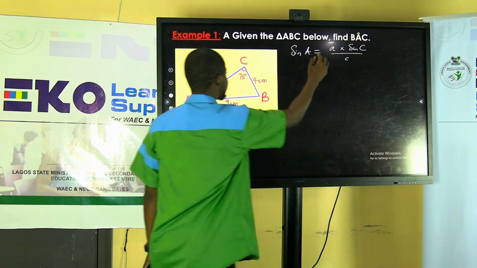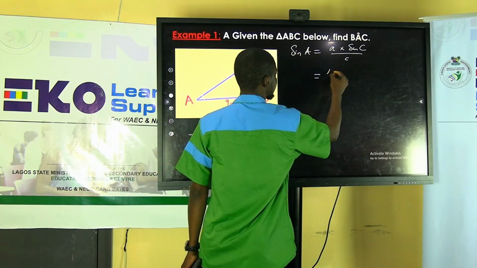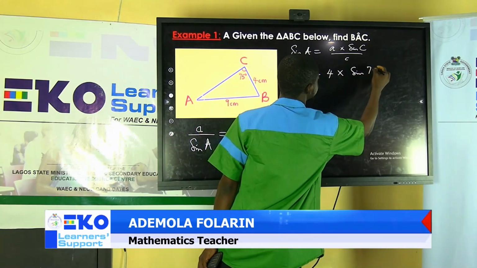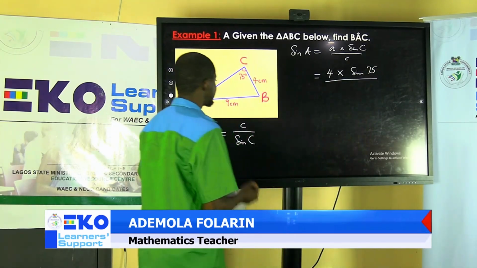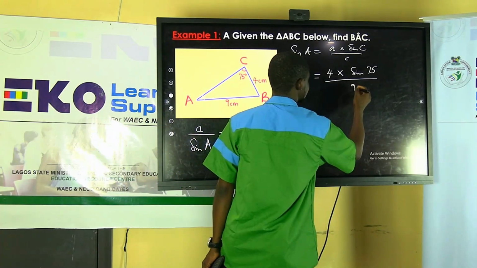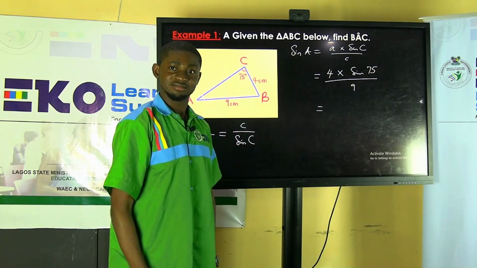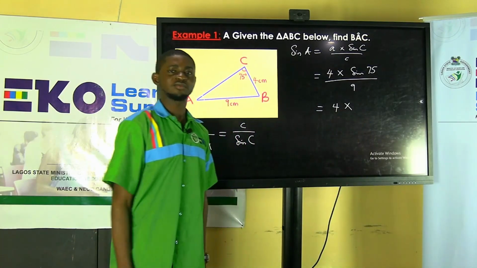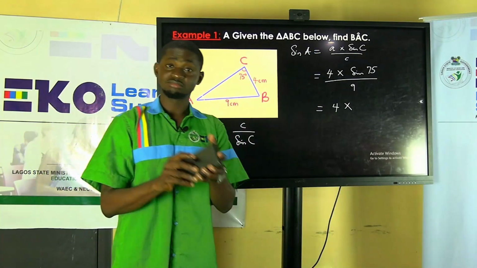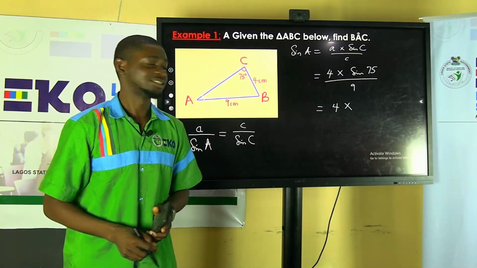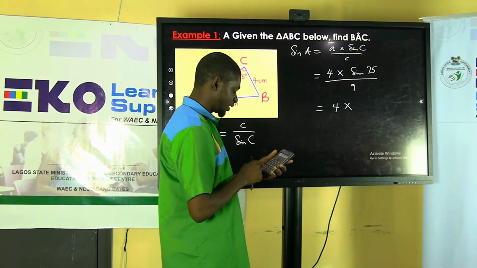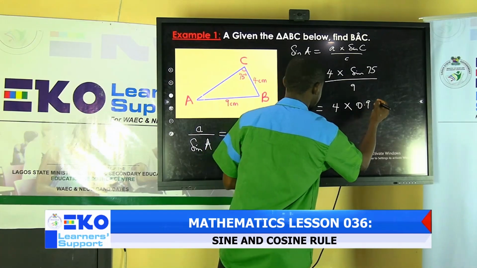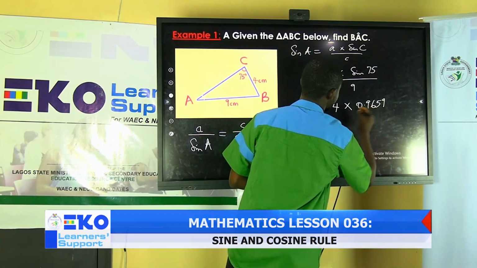Then we substitute. Side A is 4. So 4 multiplied by sine of angle C, which is 75 degrees, divided by the side C, which is 9. Are we working together? Fantastic. So you can say 4 multiplied by the sine of 75. You can use your four-figure table, or better still, your calculator. I always have it handy. So for me, sine 75 gives me 0.9659, divided by 9.